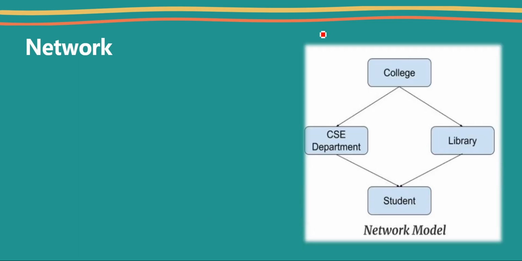Now the next, network model. Again, network model is something you can see here. We have a college. In this college we have two departments, CSE department and library. And now suppose a situation of a student. The student, let's say, has studied in the CSE department, but is again a part of the library, right?